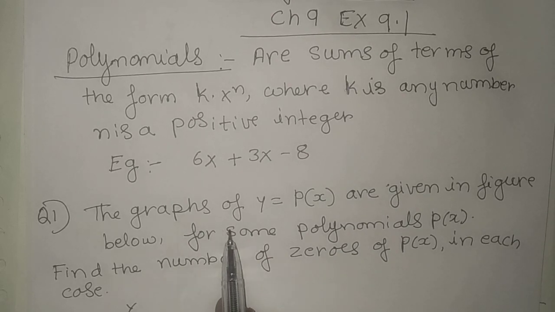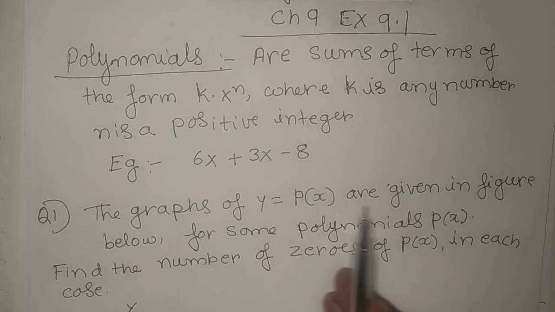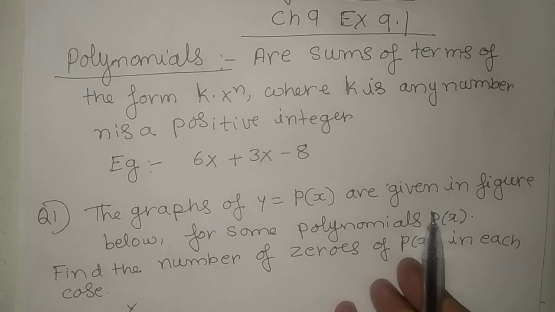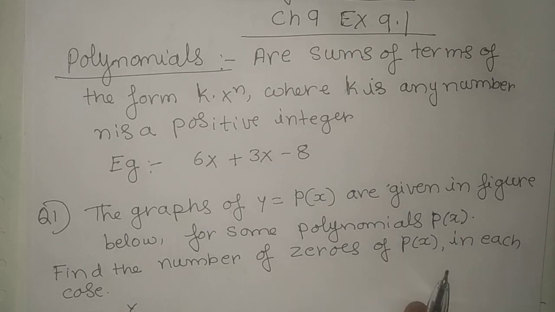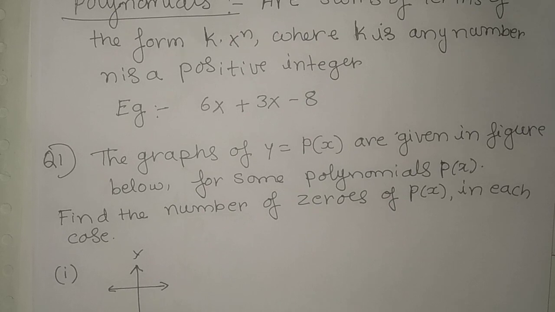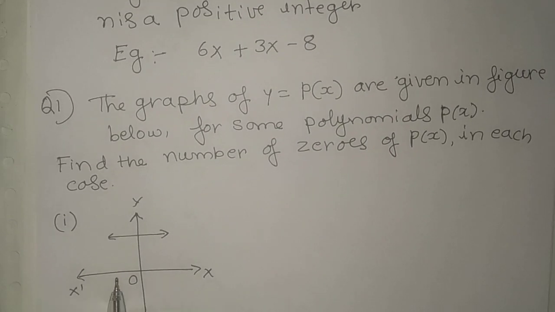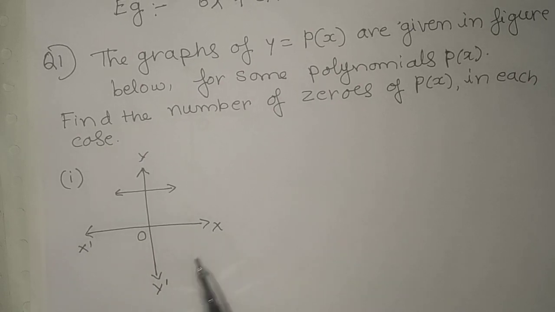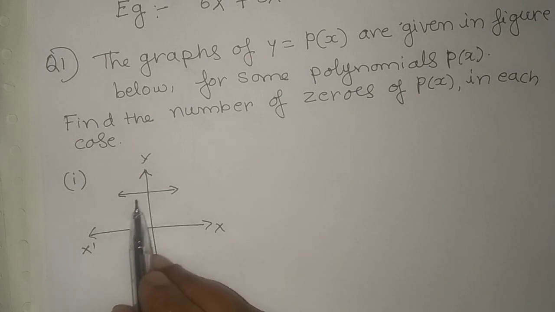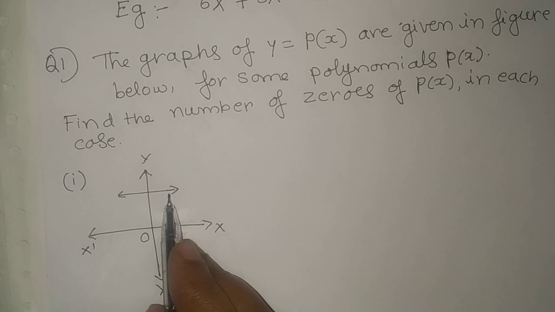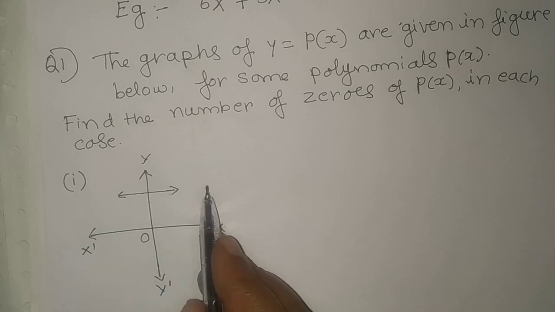The exercise given is: the graphs of y equals p of x are given in the figure below. For some polynomials p of x, find the number of zeros of p of x in each case. Here, the first diagram given in the problem is a line in this graph. This is the x-axis, this is the y-axis, and the line is only passing through the y-axis.